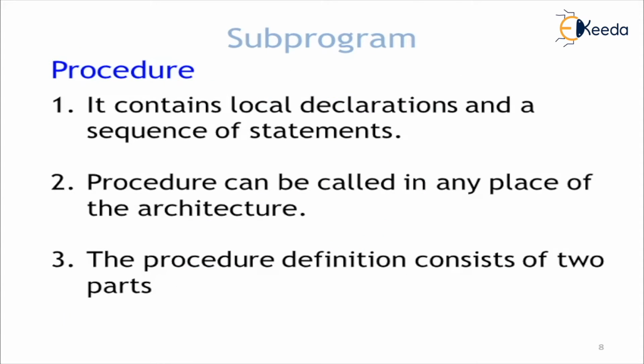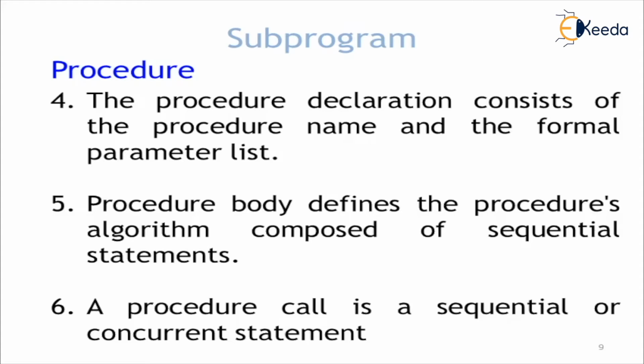So the next subprogram we are going to discuss is a procedure. A procedure consists of local declarations and a sequence of statements. A procedure can be called at any place of the architecture, like functions, they can also be called at any place of the architecture. The procedure definition consists of two parts, or we can say three parts. Again here also procedure declaration, procedure body, and procedure call.